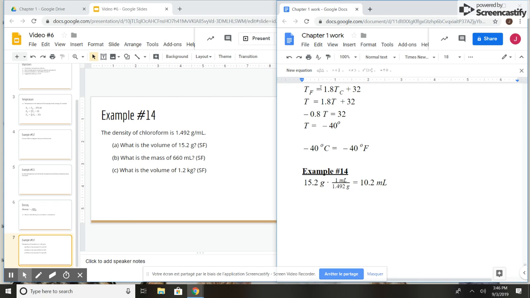You could do algebra for this, and I'm not going to stop you from doing that, but when you get to things that have multiple steps, then it becomes easier to do dimensional analysis. This time I went grams up top. I'm going to round to 2 significant figures here.